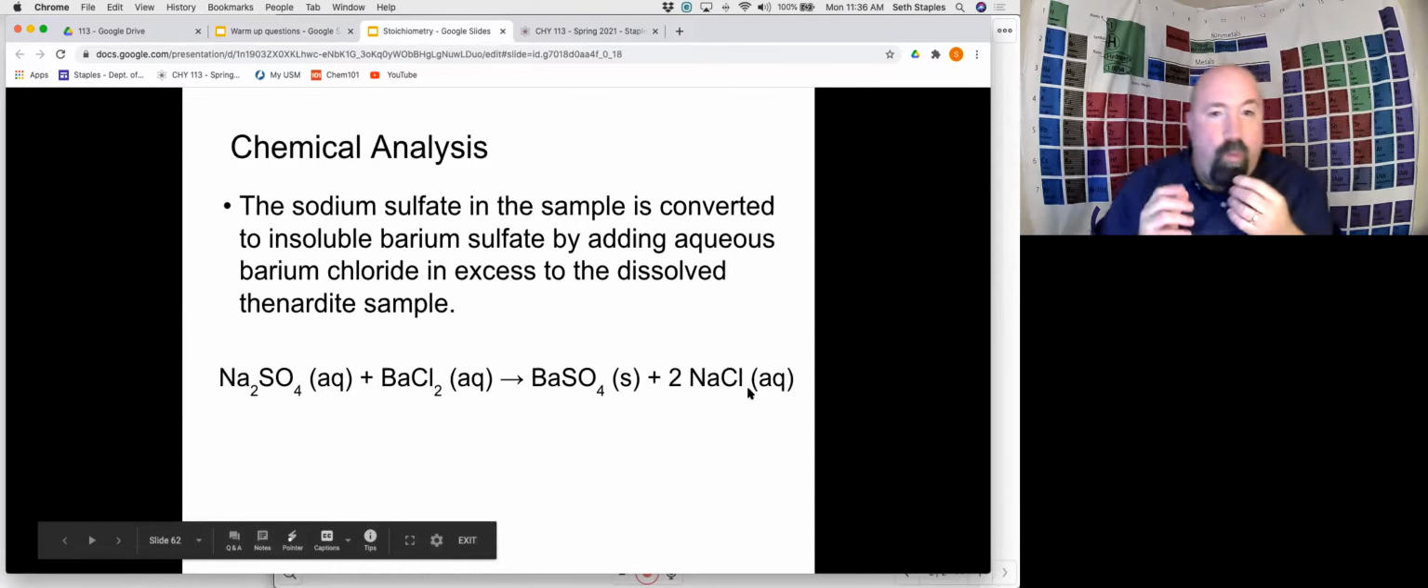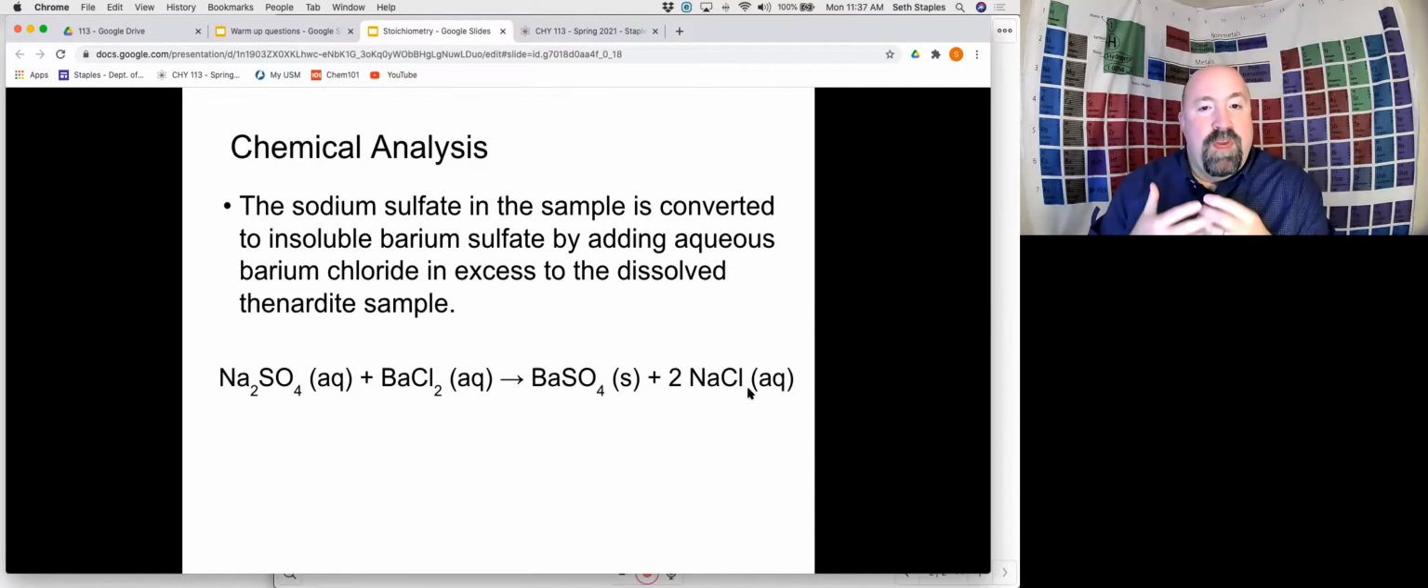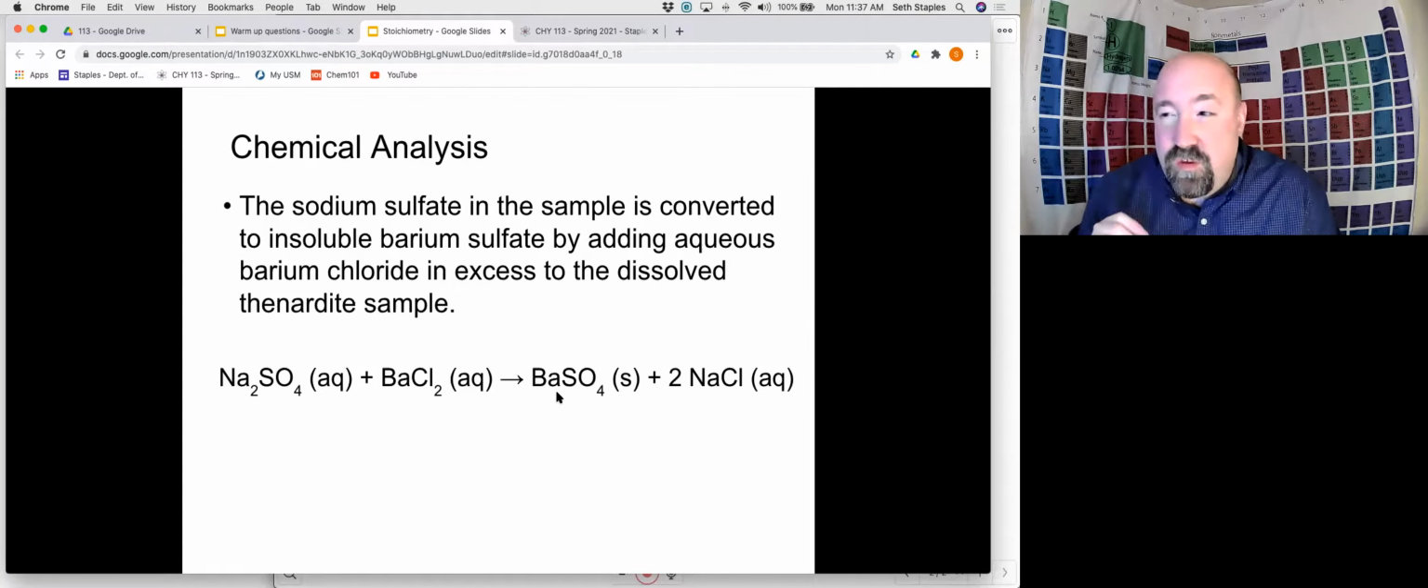And so what we do first is we can dissolve the mineral, and then we can add some barium chloride to that. What the barium chloride is then going to do is react with the sodium sulfate that is in the thenardite, the sodium sulfate that's in the mineral. And so we have our sodium sulfate here and the barium chloride. We use our solubility rules, and we see that barium sulfate is going to come out as a precipitate from that. And so we can use that information.